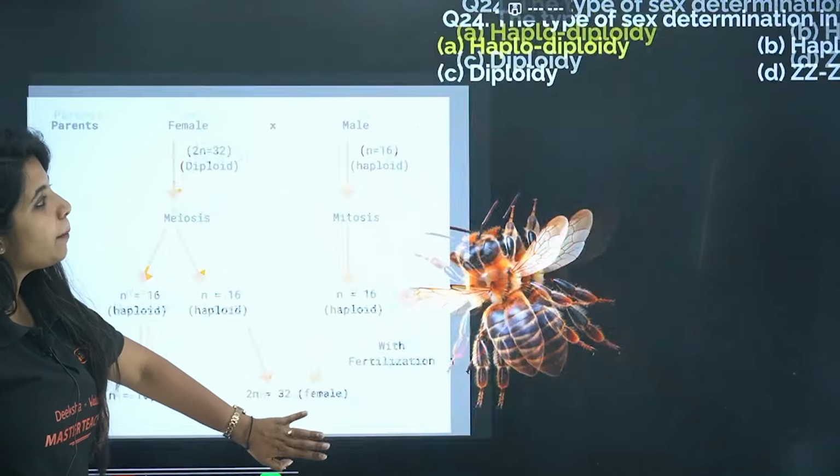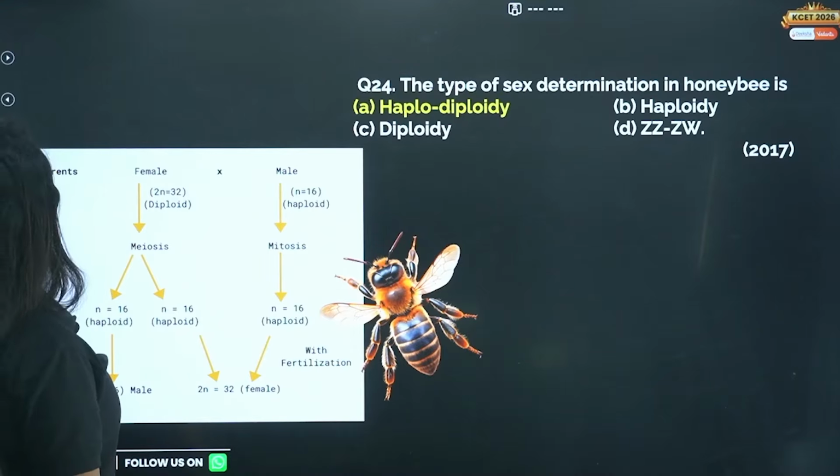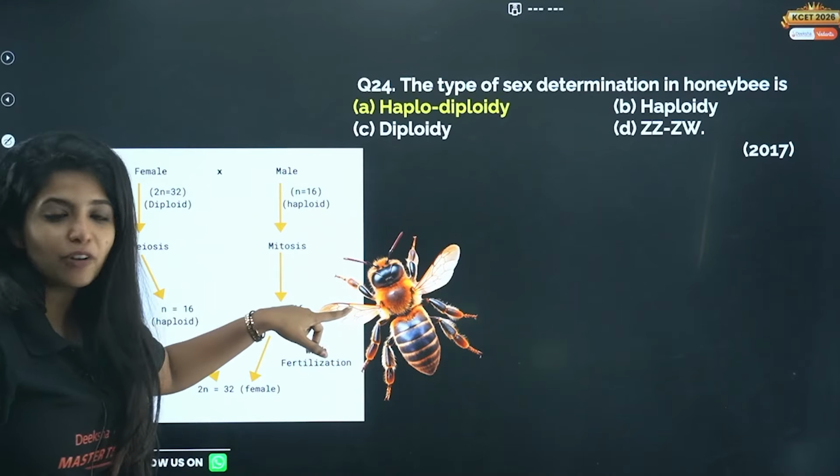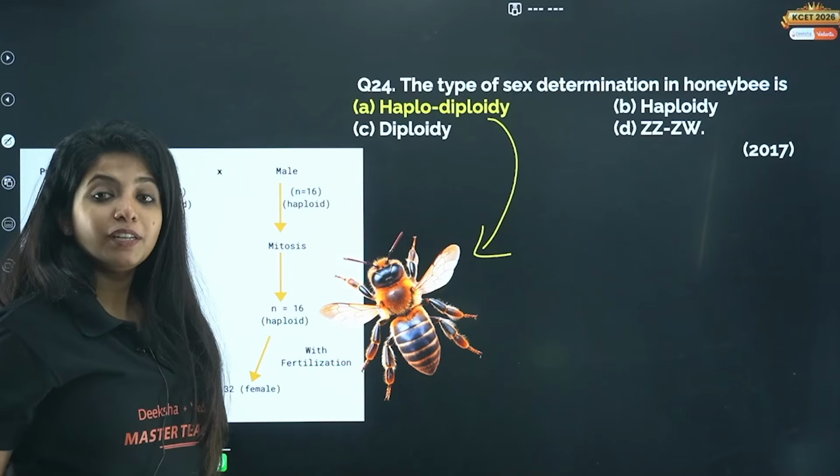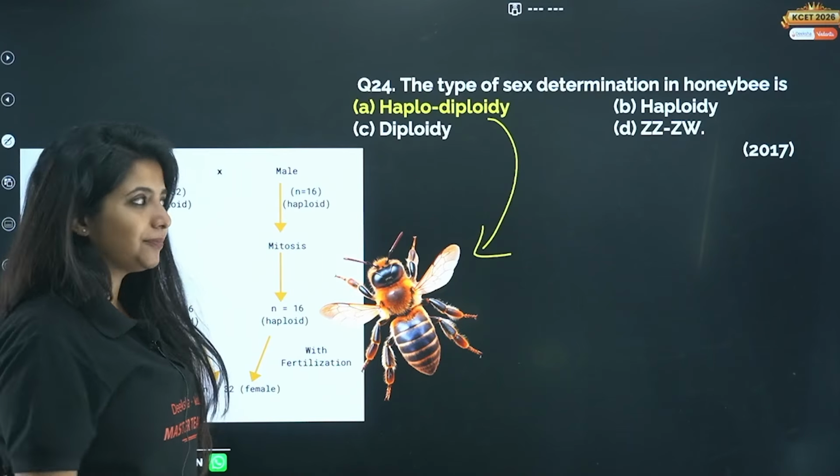This is known as haplo-diploid sex determination, something which is very unique. And this is found in the little honeybee that you see. So haplo-diploid sex determination in honeybees, do not forget it.